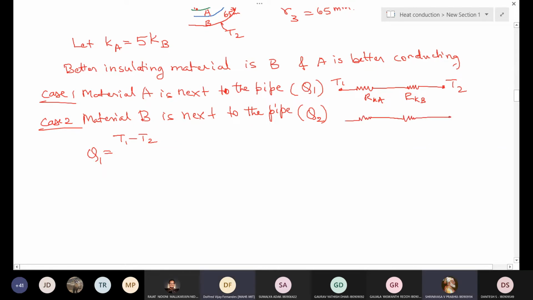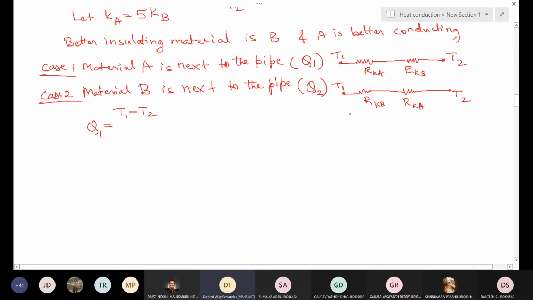Sir, it shouldn't change, right? Which one? The heat transfer, will it change at all? Yes, you can check it later. Just Kb, it will change. Area, no, sir. Area will change. Yeah, area will change. Not only that, the temperature profile, basically, as I told you, will be different. So that is the reason we have less heat transfer when the better insulating material is inside. So RKA plus RKB.